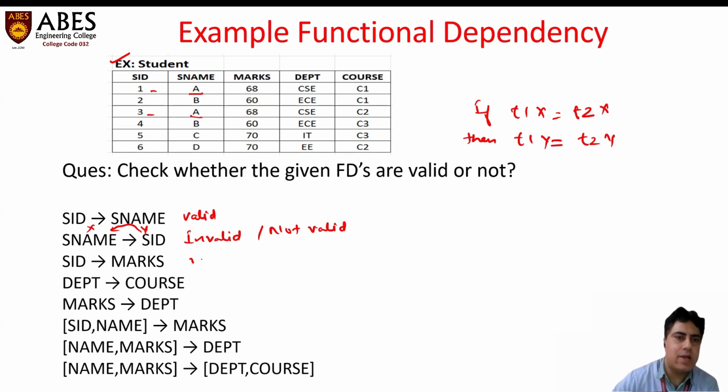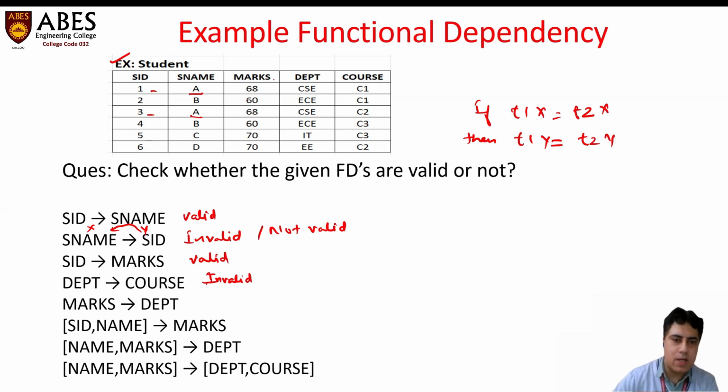Now check for student ID determines marks. Student IDs are different. So we can say this is a valid functional dependency. Now check for department determines course. Department is CSC. Now check for CSC, there is C1 and C2. So this is an invalid entry.